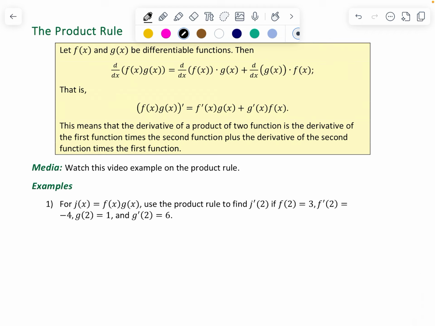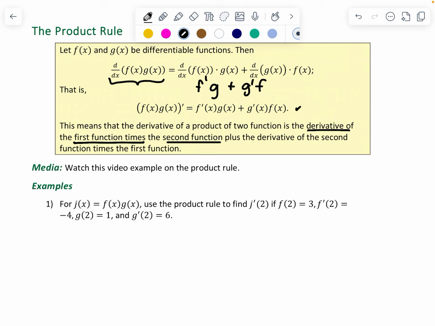So with the product rule, let f and g be differentiable functions. Then the derivative of a product, f times g, is equal to the derivative of f times g plus the derivative of g times f. Sometimes we do it real quick like this: f prime g plus g prime f. Okay, and the second rule is saying the same thing. This means that the derivative of a product of two functions is the derivative of the first times the second function plus the derivative of the second times the first.